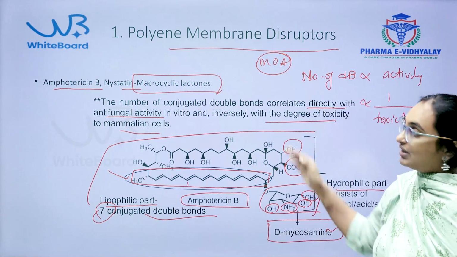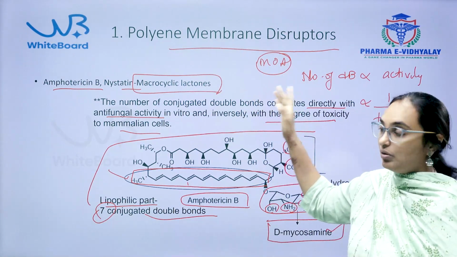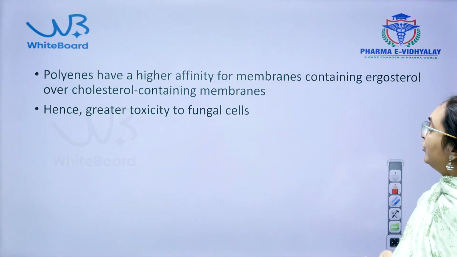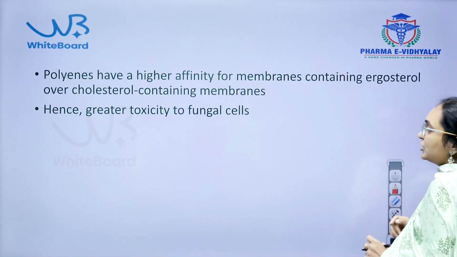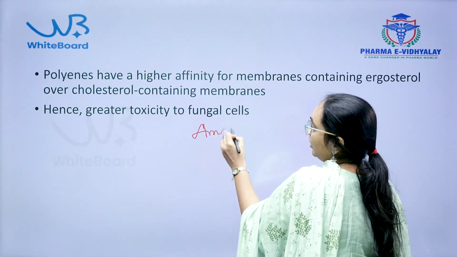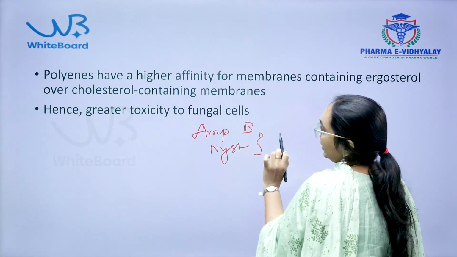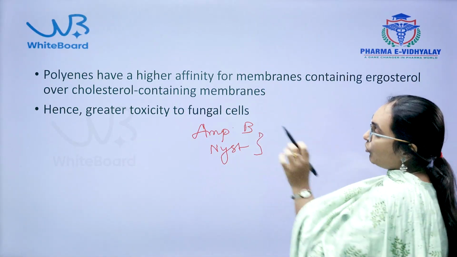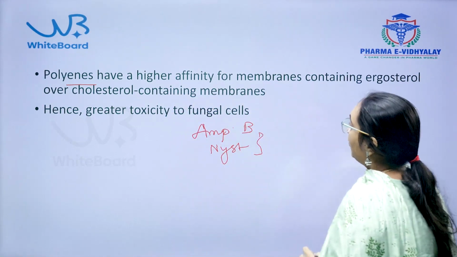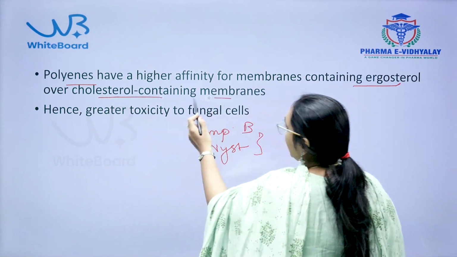That means it disrupts the membrane of the fungi; we will see that again. Polyenes have a higher affinity for the membrane. So, this is the mechanism of action. What is the mechanism of action of amphotericin B and nystatin? They are polyene membrane disruptors. Polyenes have a higher affinity for membranes containing ergosterol over cholesterol-containing membranes.